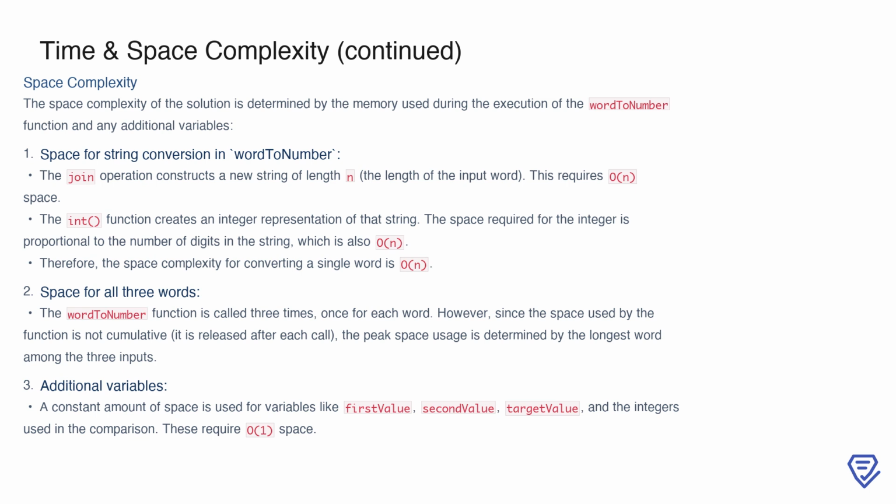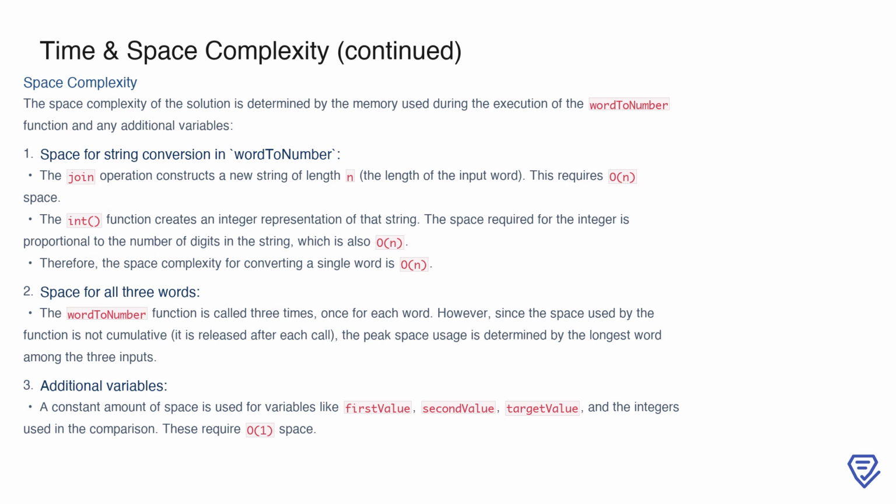The space complexity of the solution is influenced by the word-to-number function and the additional variables used. Within word-to-number, the join operation creates a new string of length n, requiring O(n) space. Converting this string to an integer with the int function also uses space proportional to the number of digits, which corresponds to O(n). Hence, the space complexity for processing a single word is O(n).